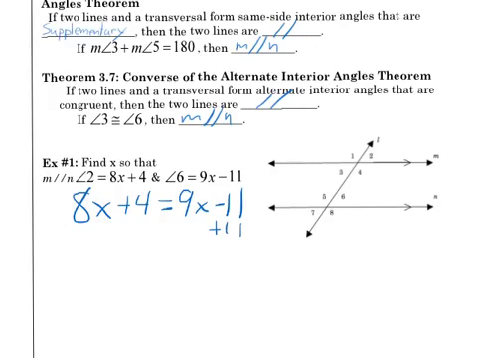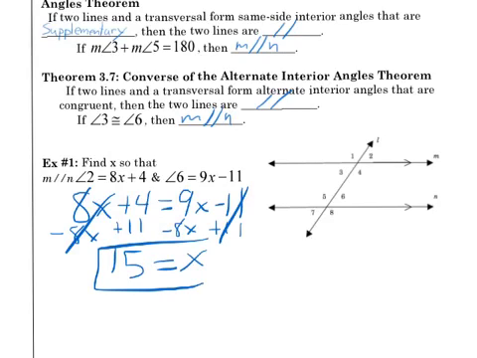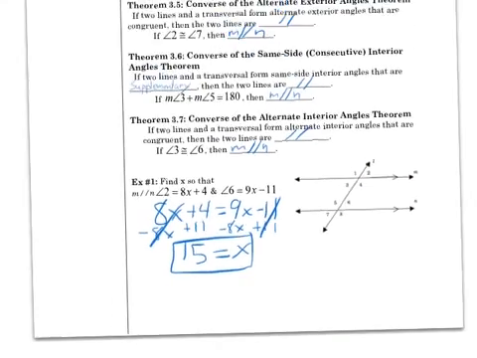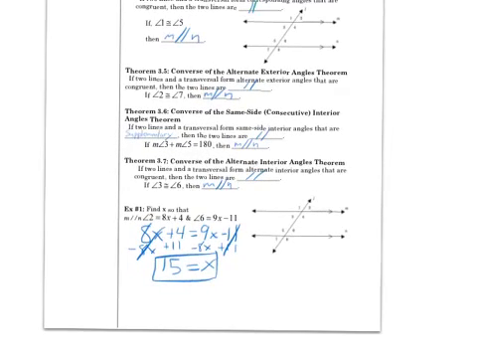Let's do a little algebra. 4 plus 11 is 15, and 9x minus 8x is just x, so x equals 15. That's what x would have to equal in order to make these two lines parallel. Okay. That's it for these pages. Let's go to the next note.